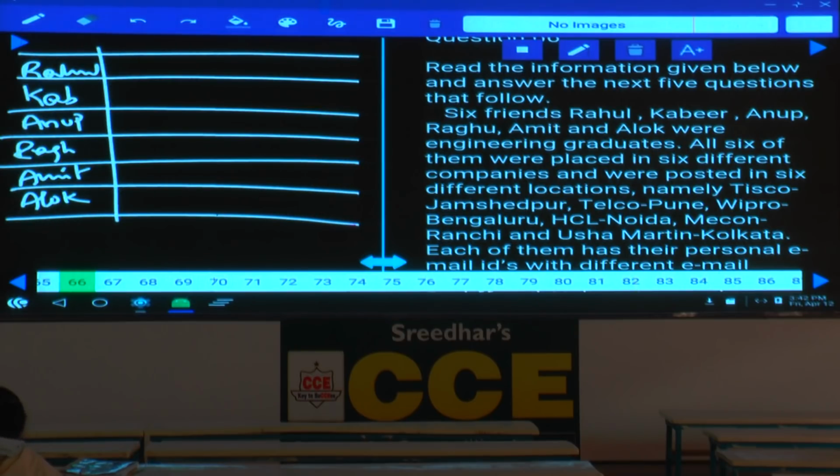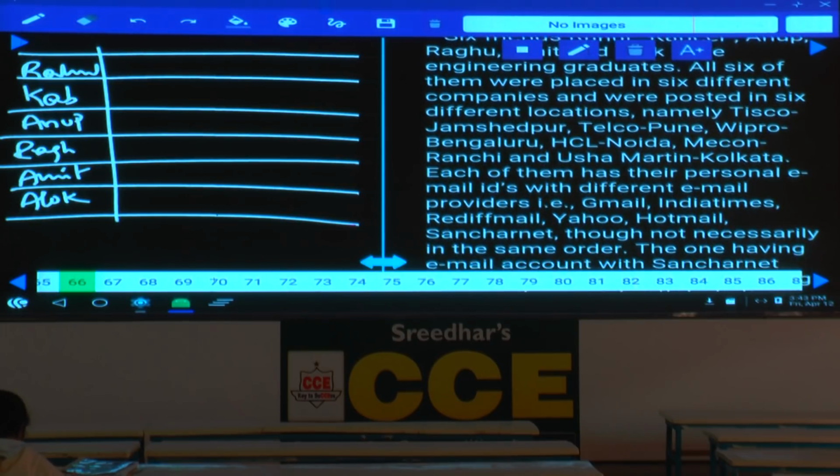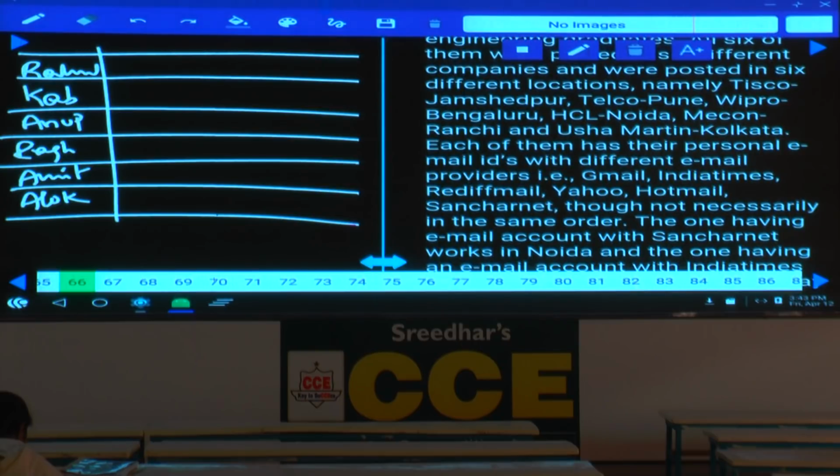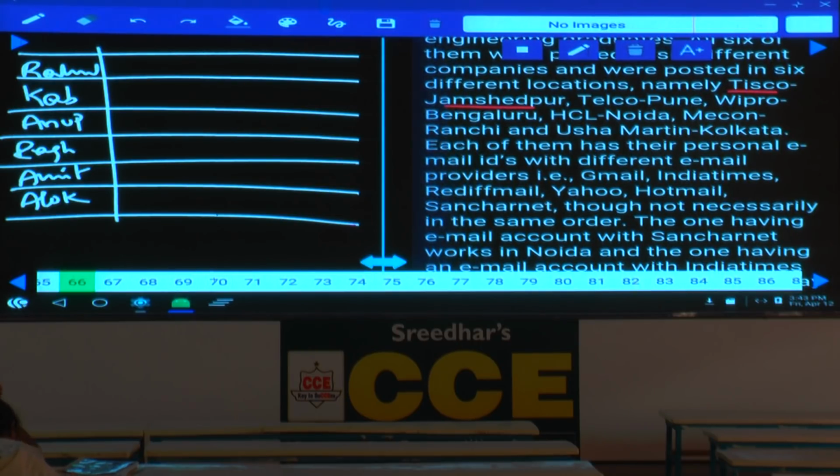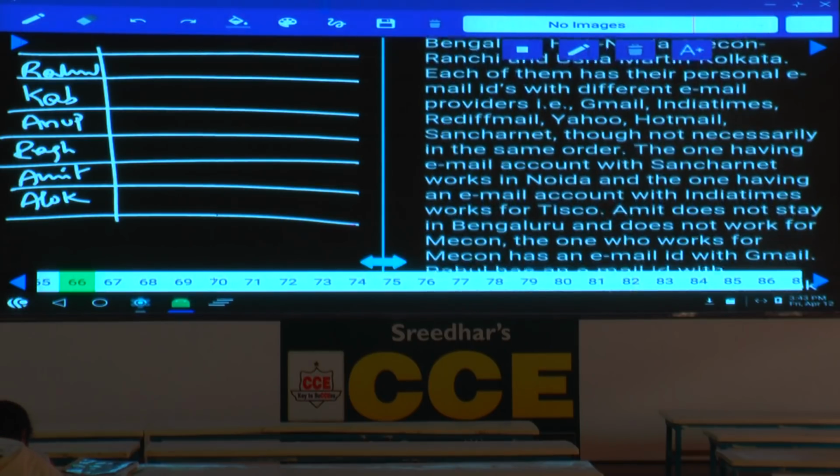Done? Then condition number 1, where 6 different companies and were posted in 6 different locations, namely Tisco, Jamshedpur, Nausir. The company and the place is clearly given. These 2 will always go together. Tisco is in Jamshedpur and Telco is in Pune, Wipro Bangalore, HCL Noida, Mecon in Ranchi and Usha Martin in Kolkata. And each of them has a personal email ID with different email providers.